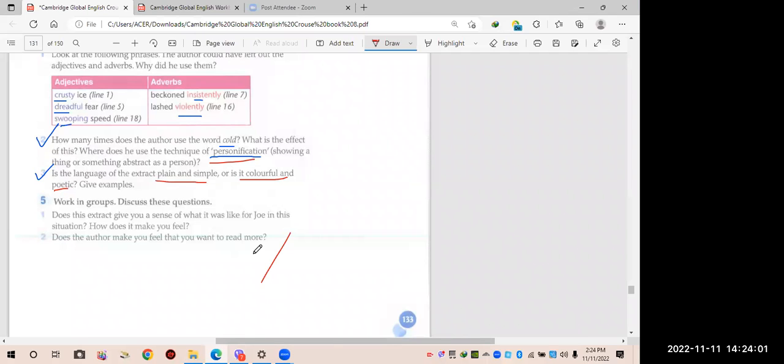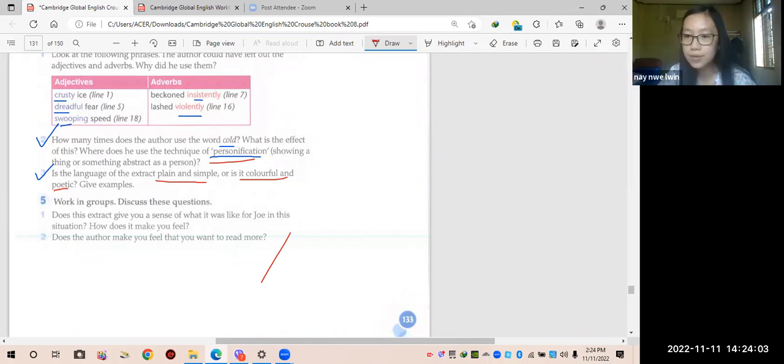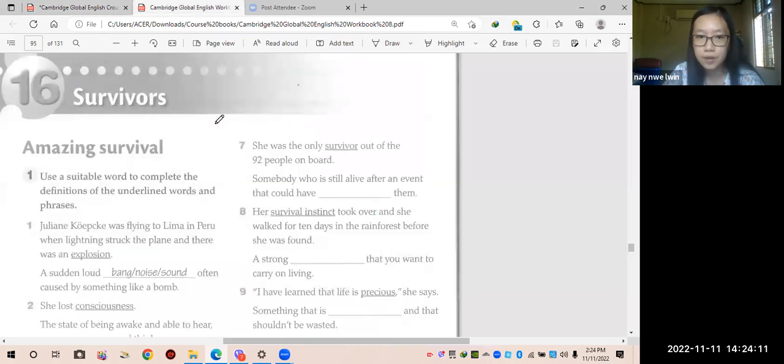How about the others? Is there any question for the whole chapter? No. Okay, if you don't have any questions, let's move to the exercises. From what book? 16 survivors. And maybe survivor. So as usual, while we are doing the exercises, download the course book.